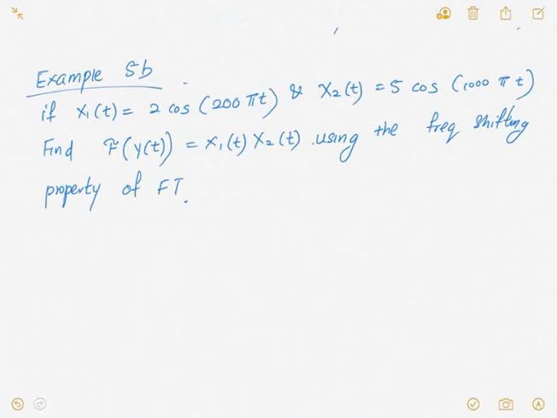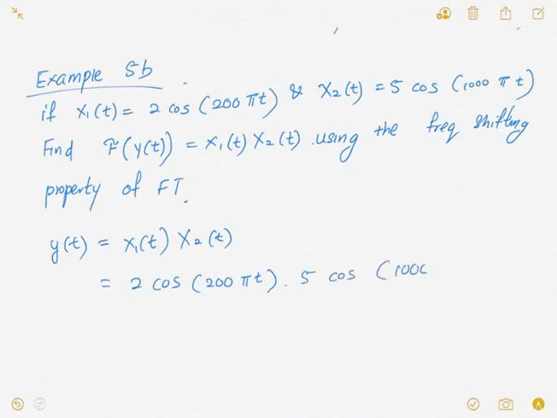Okay class, now let's look at another example. If x1(t) equals 2 cos 200 pi t and x2(t) equals 5 cos 1000 pi t, find the Fourier transform of y(t) equals x1(t) x2(t) using the frequency shifting property of the Fourier transform. Okay, now how are we going to solve it? So y(t) equals x1(t) x2(t), correct? Now your x1(t) is 2 cos 200 pi t, and your x2(t) is 5 cos 1000 pi t.